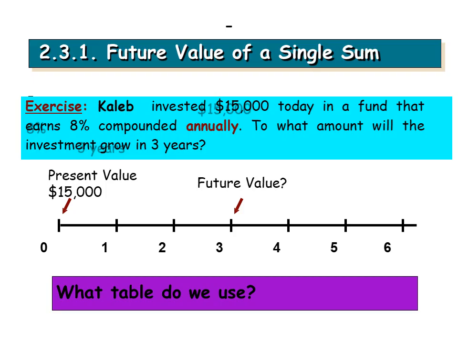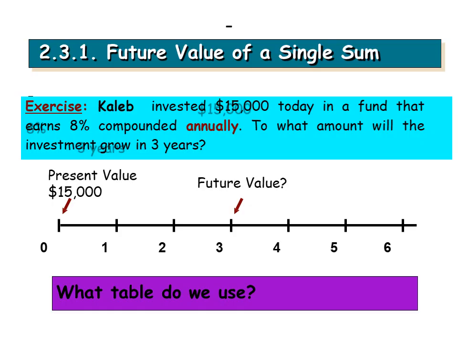Again, the future value. Caleb invests $15,000 today in a fund, that is the present value, that earns 8% compounded annually. It is compounded annually, so m is 1 and r is 8. To what amount will the investment grow in 3 years? That is the future value. To what amount will this $15,000 grow at the end of 3 years? This is the future value.